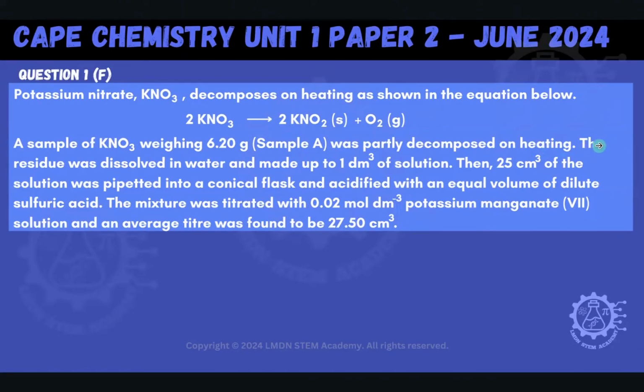The residue of that decomposition was dissolved in water and made up to 1 dm cube of solution. Then 25 cm cube of the solution was pipetted into a conical flask and acidified with an equal volume of dilute sulfuric acid. The mixture was titrated with 0.02 mole per dm cube of potassium manganate 7 solution, and the average titer was found to be 27.50 centimeter cube.